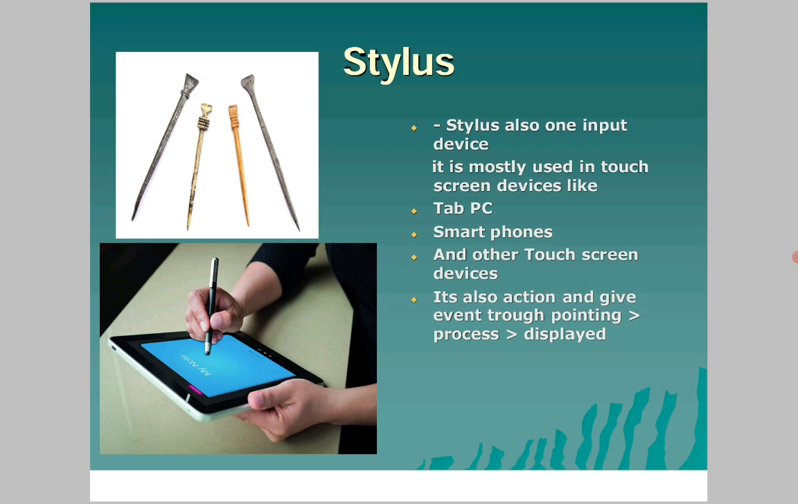Another important input device is called a stylus. Stylus is also one input device. It is mostly used in screen devices like tabs, smartphones and other touch screen devices. It's also used to select some options, drawing something like that.